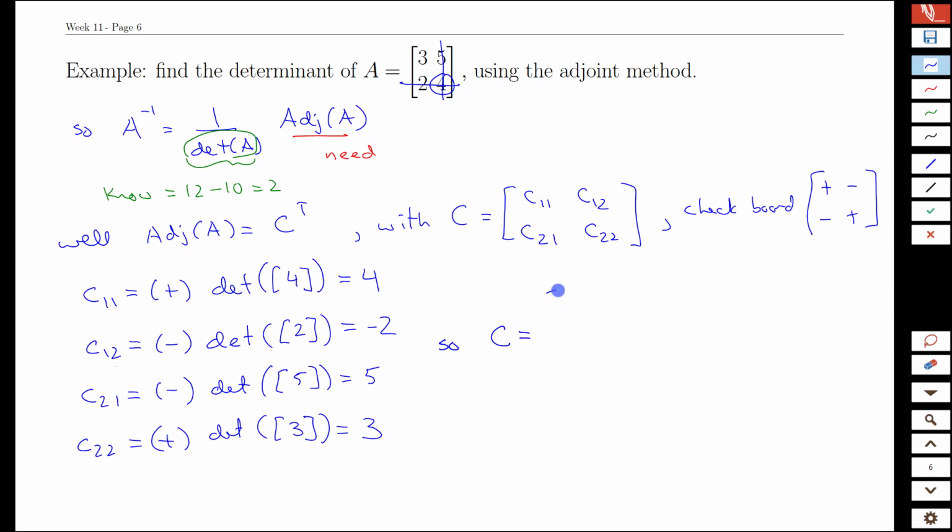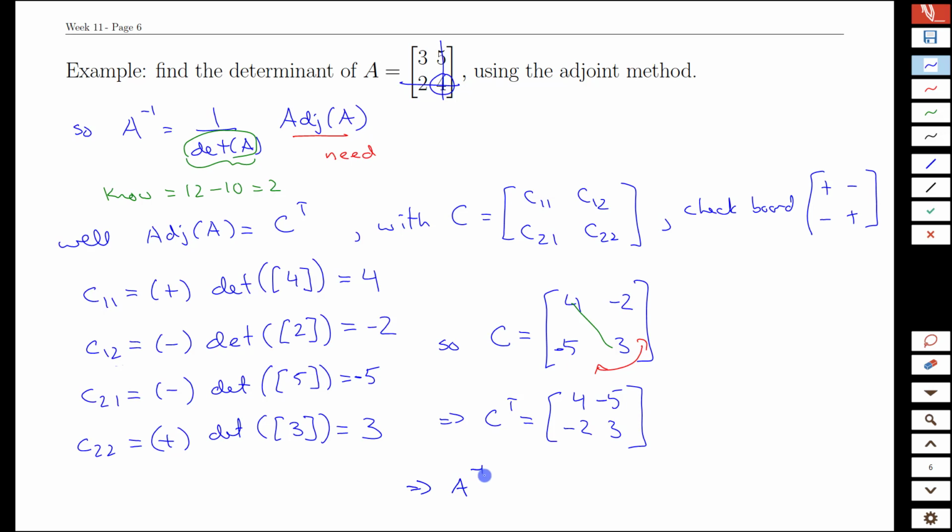So our C matrix is, we just found those 4 values. It's going to be 4, -2, 5, and 3. And that means that C transpose is, and the transpose is keep the diagonal elements the same, 4, 3, and we swap the off-diagonal elements, so the 5 goes up, and we have a -2 down here, and I just realized I forgot a negative sign. Negative here for -5, -5, -5. There we go.